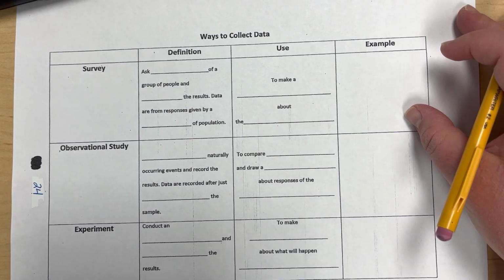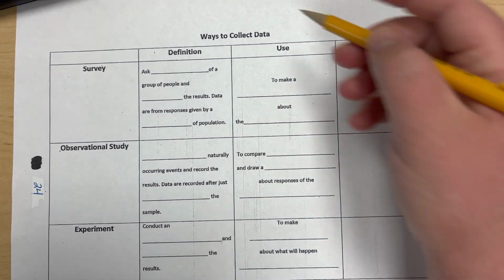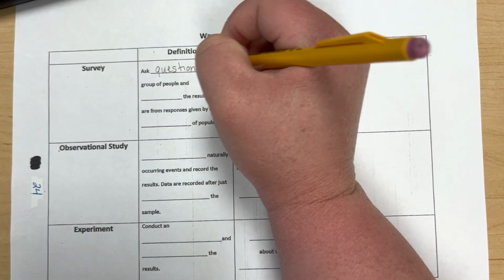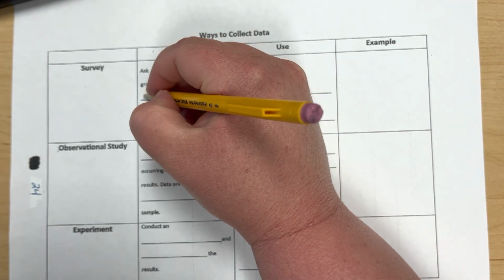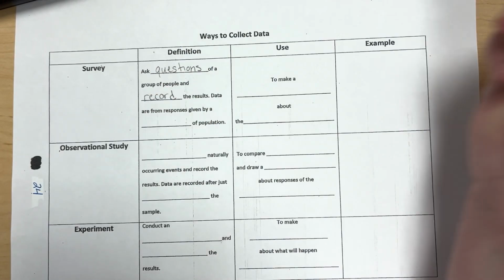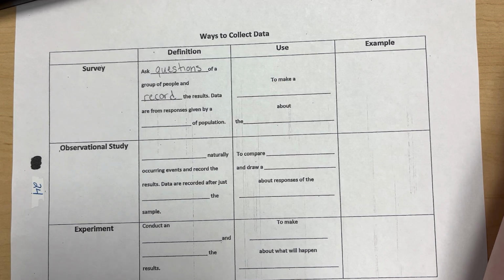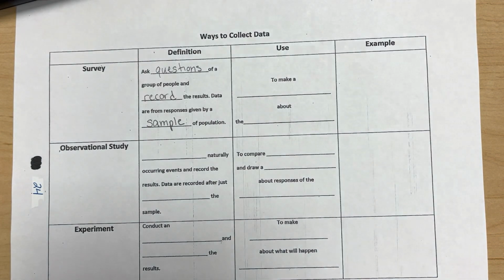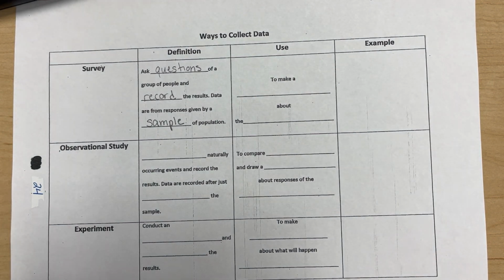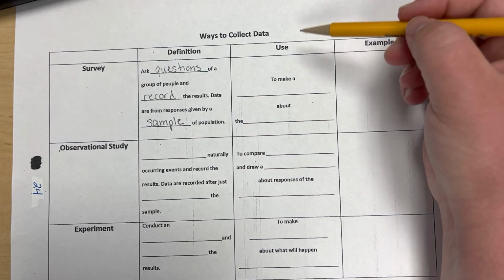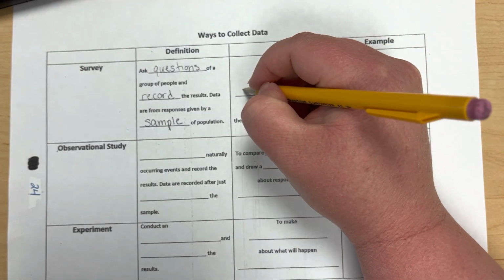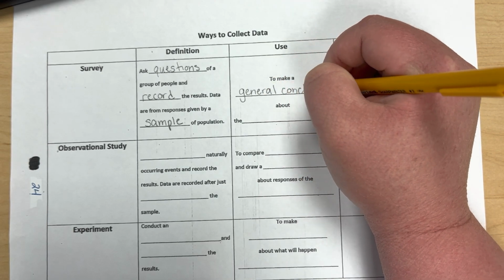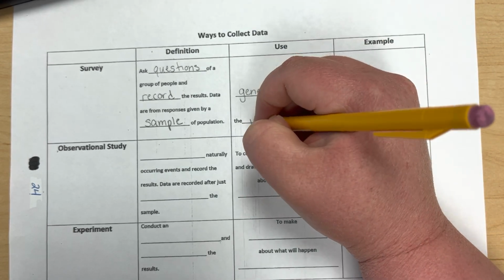It's called a survey. So when someone does a survey, they ask questions of a group of people and record the results. Data are from responses given by a sample of the population. So remember, a sample is just a smaller group of people that represent the entire population. So this is used to make a general conclusion about the population.